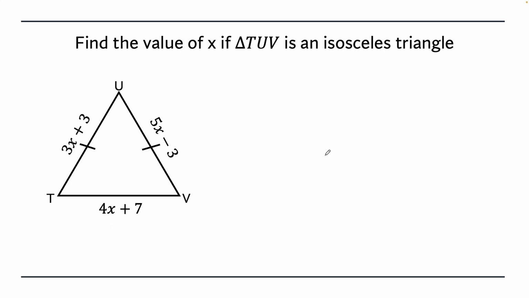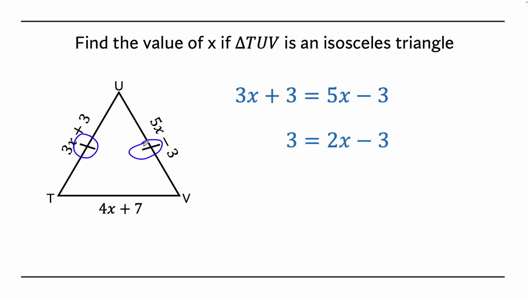Now we're going to use all of this information to actually solve some problems. This one says, find the value of x if triangle TUV is an isosceles triangle. We know it's an isosceles triangle because we've got these two sides that are marked congruent. And if we know that those two sides are congruent, we can set those two sides equal to each other and solve for x. So we can subtract 3x from both sides and then add 3 to both sides. Divide by 2 and we get x equals 3.